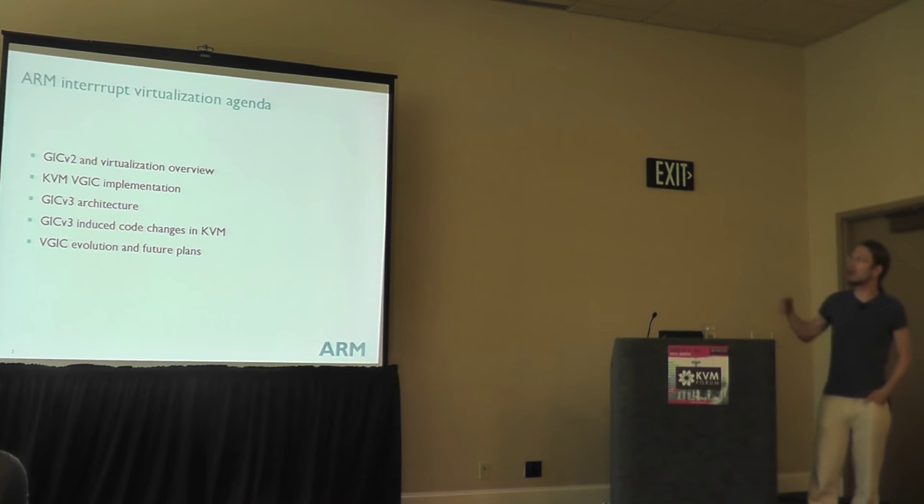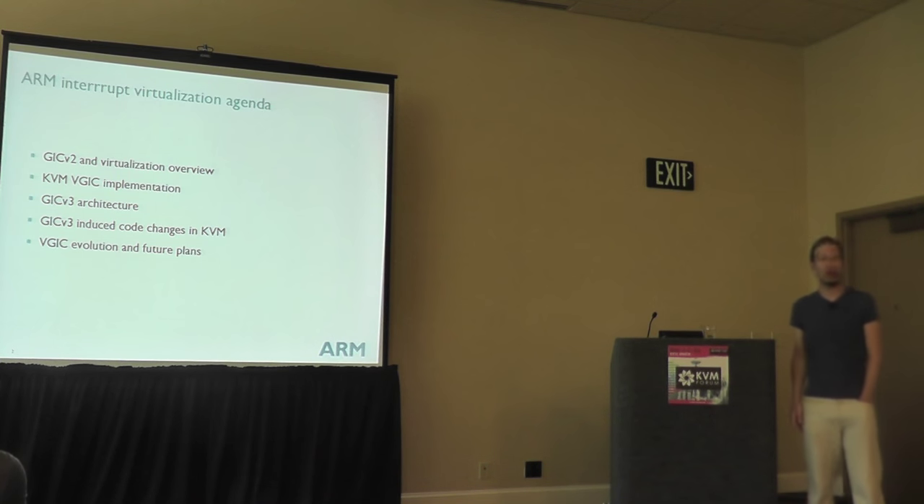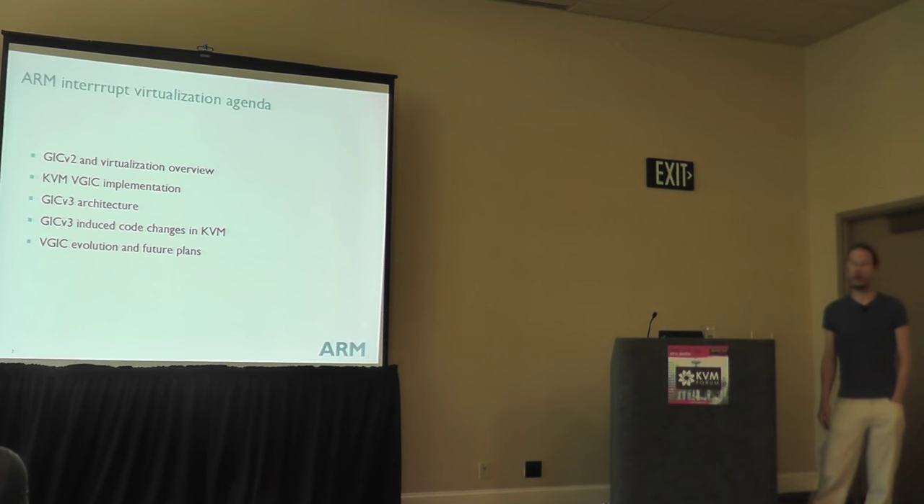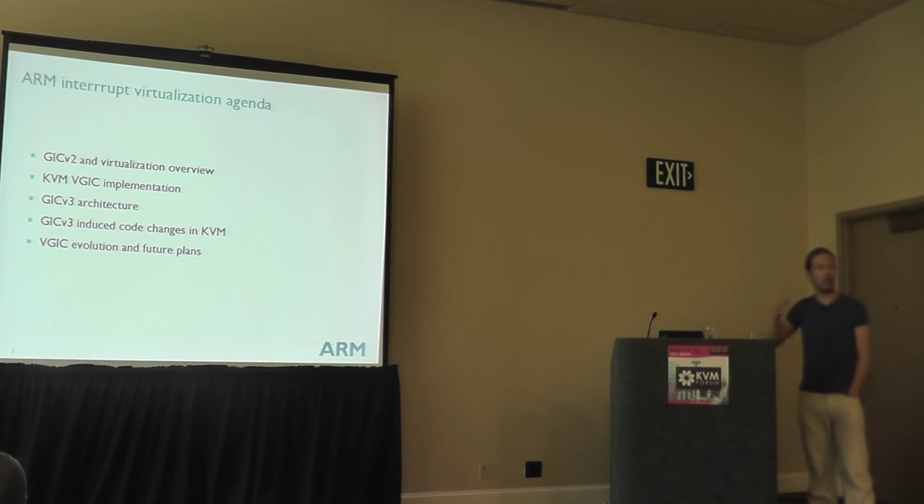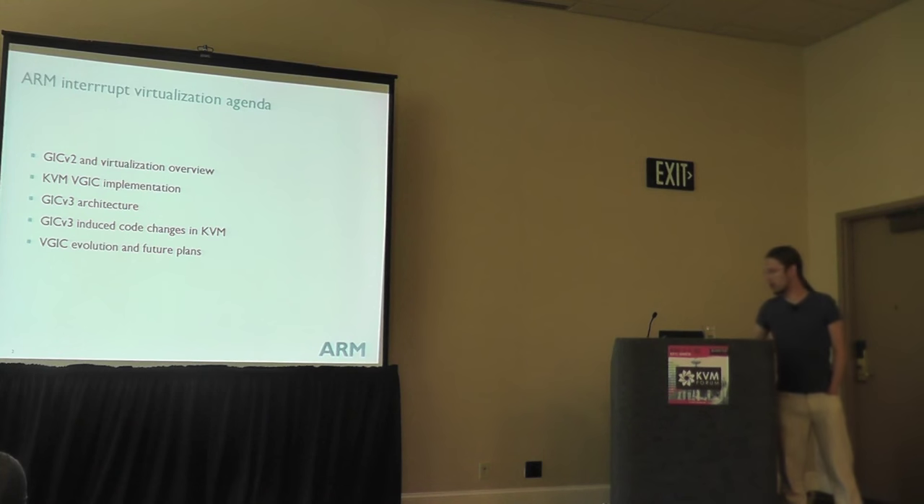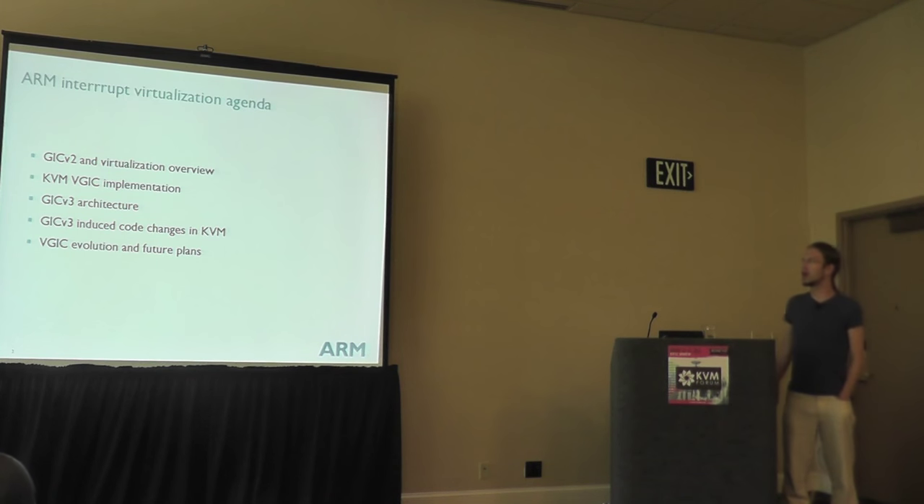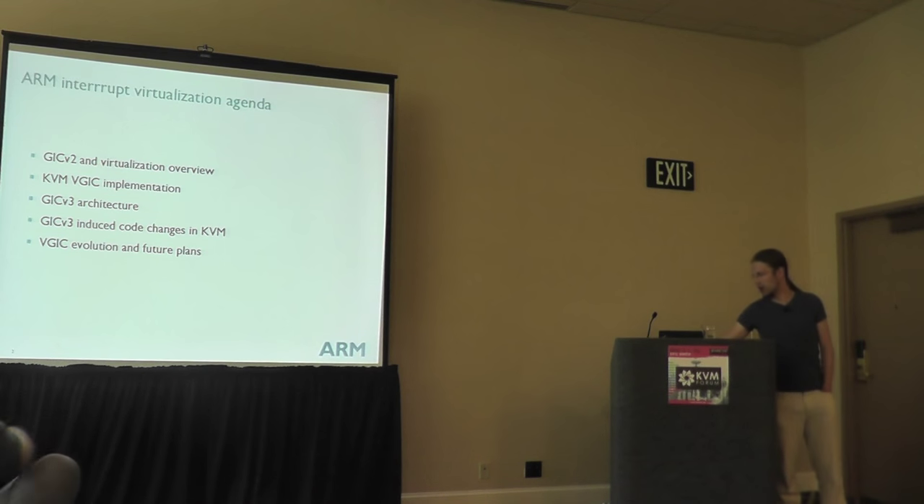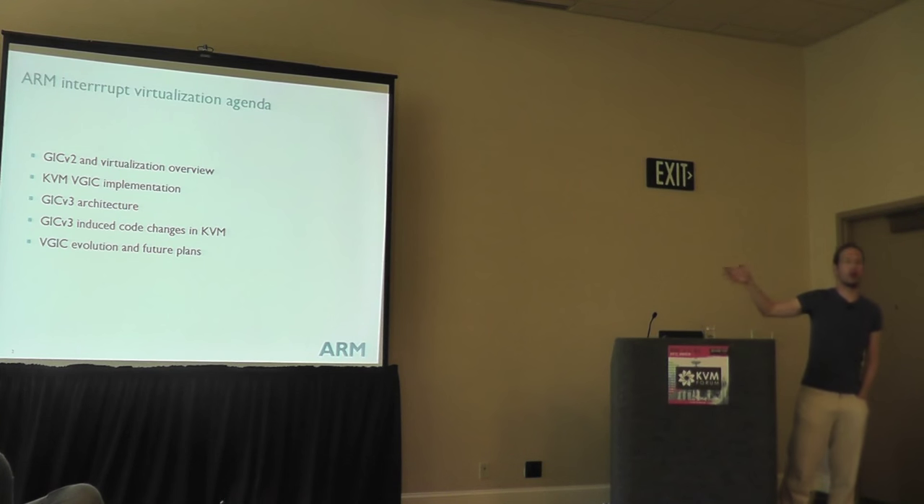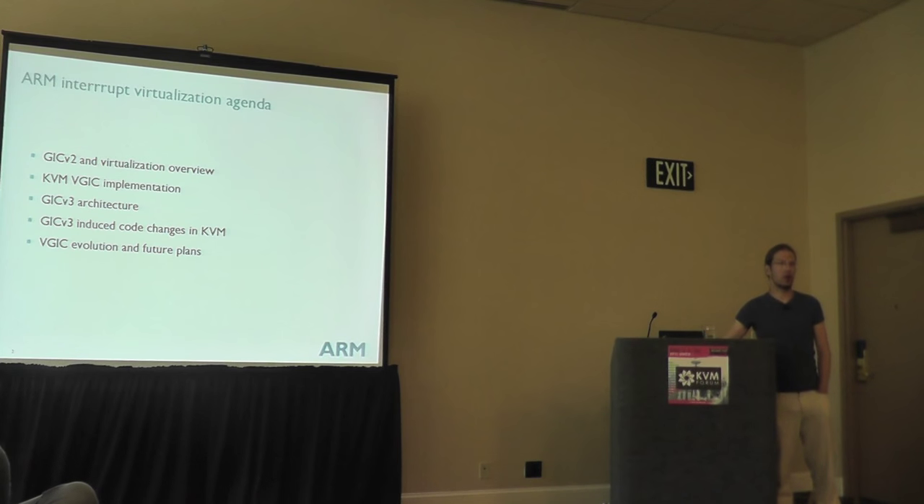What we're going to do today is I'll give you a quick overview of what the current prevalent interrupt controller that you have in current ARM chips, the GICv2, is and what it does for virtualization, and what that means for KVM. So what challenges basically we faced in implementing it. And then give you an update on what GICv3 adds to the game and how that resulted in changes in the KVM code. And concluding with some kind of overview where we came from, where we currently are, and what we are going to do.